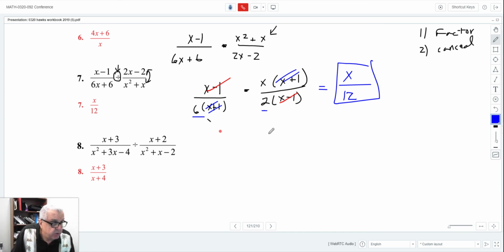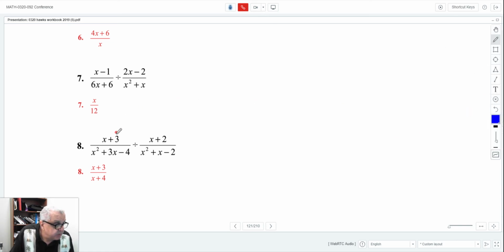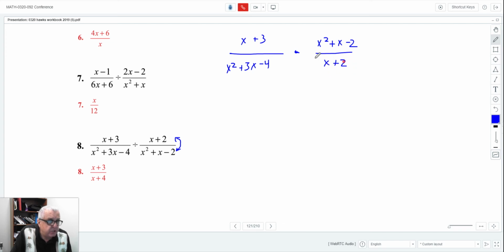All right, so problem number 8. Let me erase the one above it. Gives me a little room. Problem number 8 says it's a divide, so we're going to rewrite it. The first fraction stays exactly as it is. Change the divide sign to multiply and flip the second fraction. So the x squared plus x minus 2 is on top, and the x plus 2 is on the bottom.